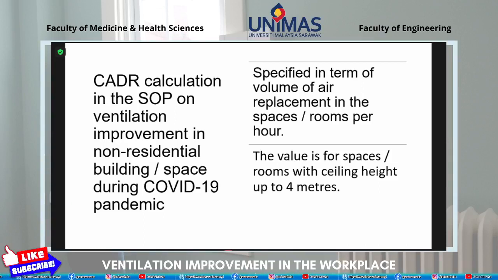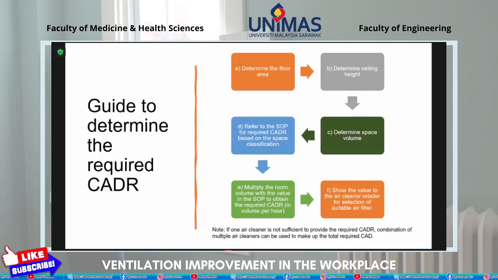So places with very high ceilings either have the option to follow other parts of the SOP where necessary, or if they still insist on using air cleaners, they can get advice from professionals or those who are supplying the air cleaners and so on. So in this SOP, to make it clear, our recommendation is based on a ceiling height of up to 4 meters. Okay, these are simple examples of the flow on how we determine the required CADR.